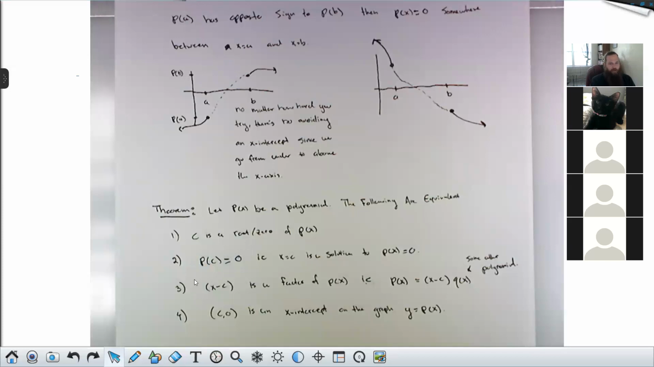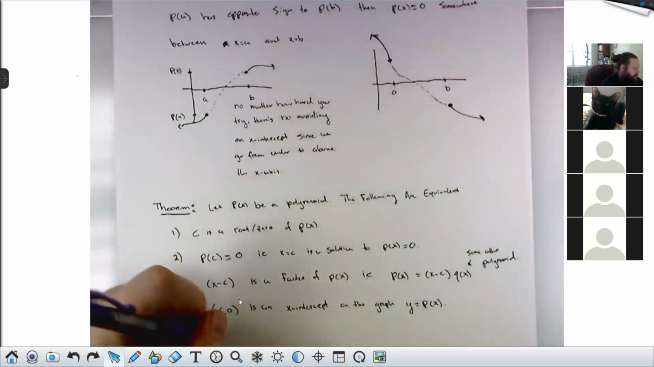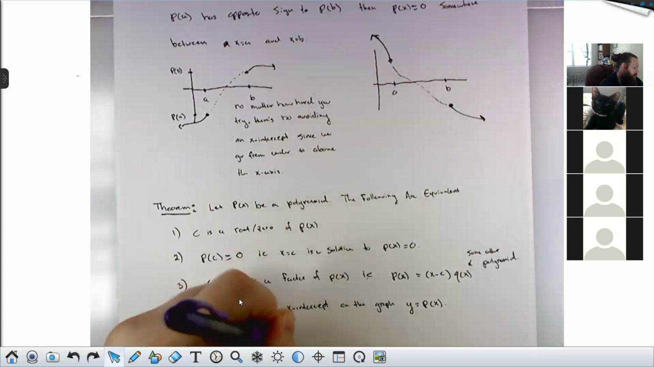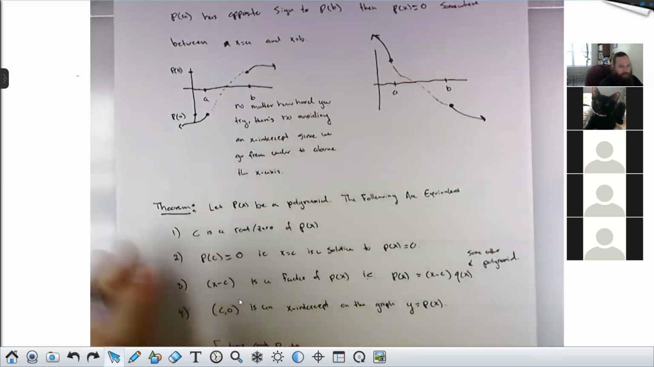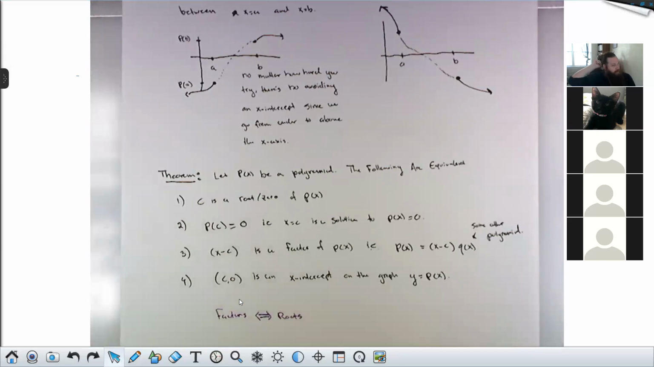The big one here is the connection from 3 to 1. Right? You have a root if and only if you have a factor. So this last theorem tells us that factors and roots come together. Right? If you know the factors, you know the roots. And on the other hand, if you know the roots, you know the factors.